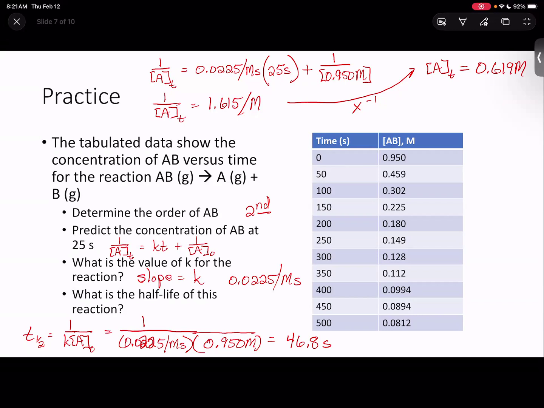Again, I'm going to look and see if that makes sense. I know that half-life means half. Half of this is 0.475. So I know it has to be less than 50, because if it gets to 50 seconds, it's 0.459, which is already less than half, meaning a half-life has already passed.